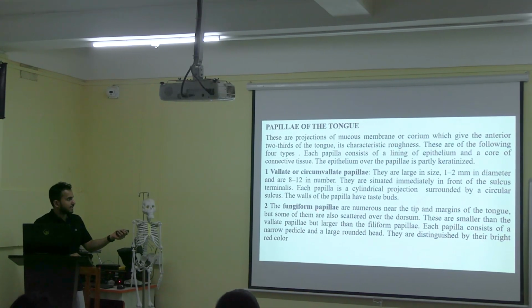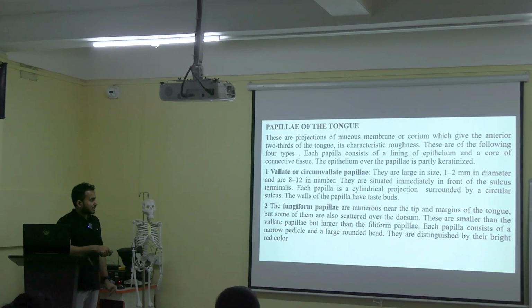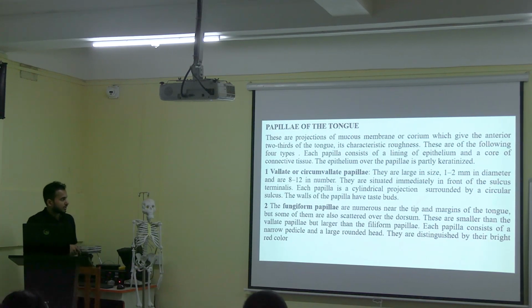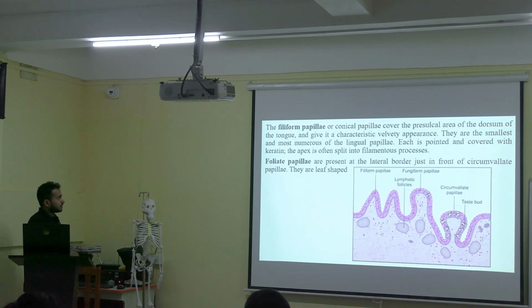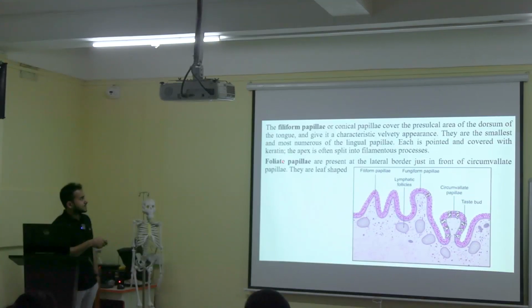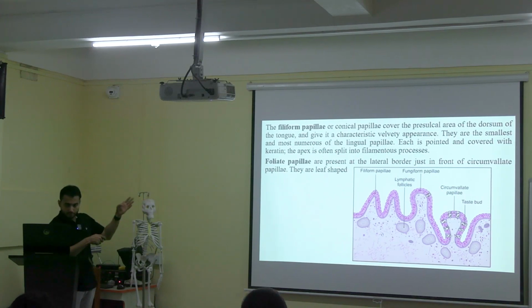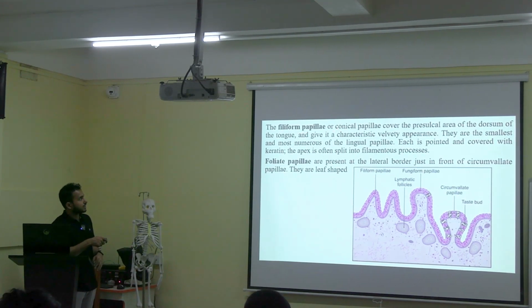Next, you can see fungiform papillae. Now these are numerous at the tip and the margins of the tongue. They are smaller as compared to the circumvallate papillae. Each papilla consists of a narrow pedicle and a rounded head. So here you can see the shape is rounded. Here the shape is cylindrical. Next, filiform papillae are there. Foliate papillae are there. The same projections are there, but the shape is different. In case of filiform, you can see a conical shape. In case of foliate, it is leaf shaped.